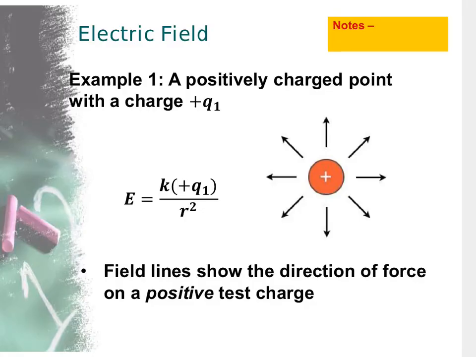So let's go through a few examples here and learn more about how these electric fields work. I already showed you this map earlier, a positively charged point that has a charge Q1, and we know that its electric field, which is force per unit test charge, is equal to K times Q1 over R squared. The first rule of electric fields is that the field lines show the direction of force on a positive test charge. That is extremely important. We always are considering a positive test charge.